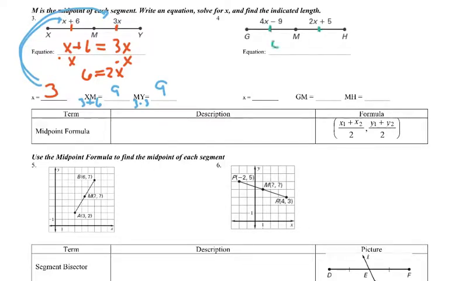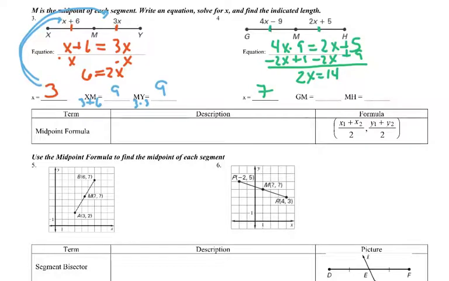If I look at number 4, again I have equal segments. 4x minus 9 equals 2x plus 5. I've got x's on both sides, so I'm going to subtract 2x from both sides. Also going to add 9 to both sides, so I get 2x is 14. If I divide both sides by 2, x is 7.